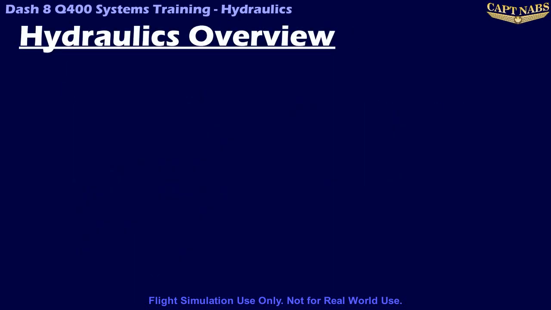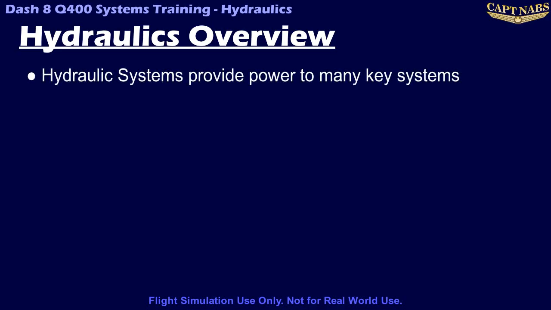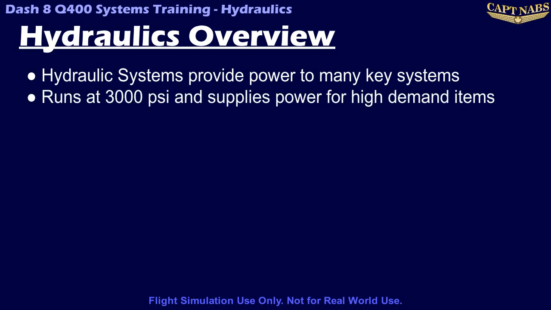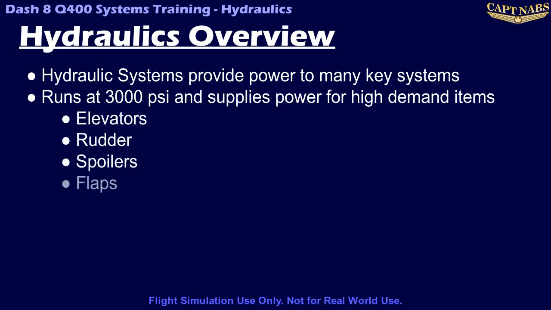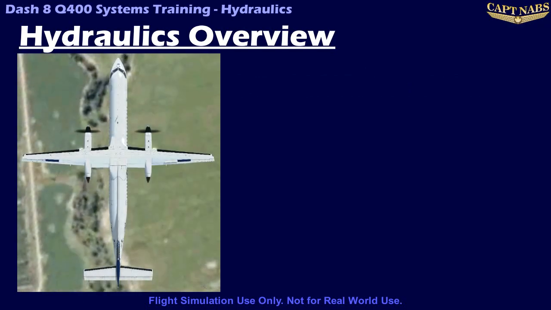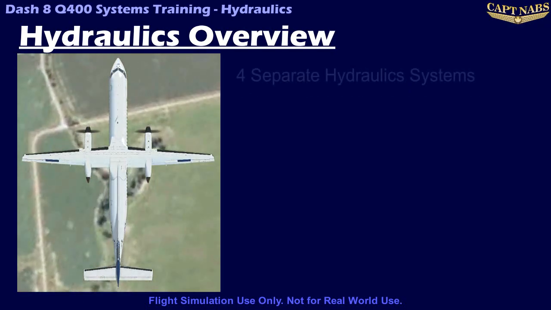The hydraulic system in the Dash-8 Q400 provides power to many key systems on the aircraft. The hydraulic system runs at a high pressure, 3,000 psi, and is able to provide a large amount of force to several high-demand items on the Q400, including the elevators, rudder, spoilers, flaps, landing gear extension, nose wheel steering, and brakes. There are a total of 4 separate hydraulic systems on the Q400.